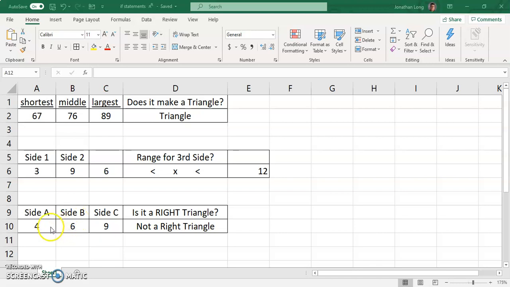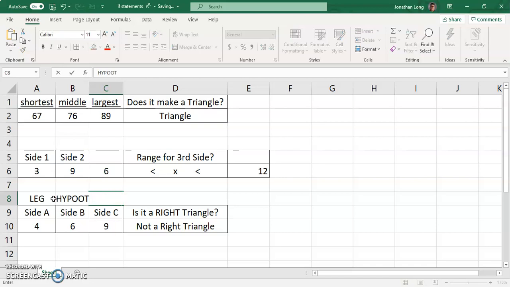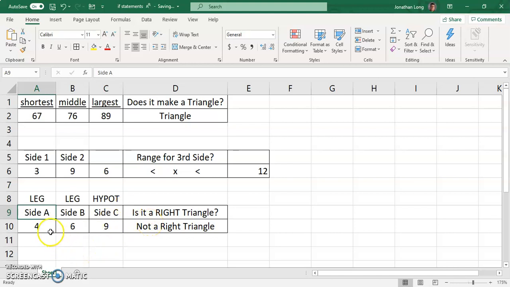Take my two sides, my shorter sides, my A and my B, which are my legs, and I could probably actually put that up here. Leg, hypotenuse. And we had it set up to say, yes, it's a right triangle, or no, it's not, because this worked. A squared plus B squared equals C squared.